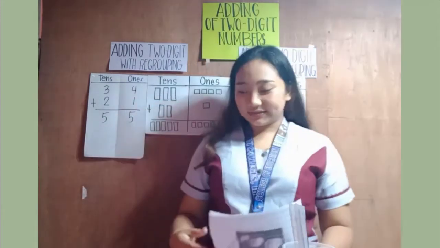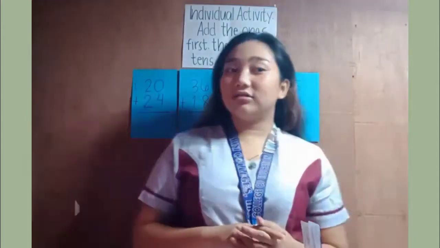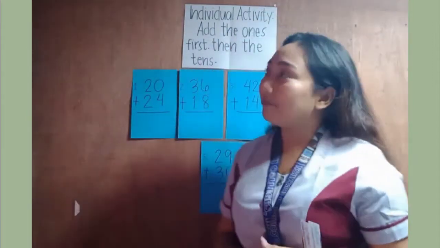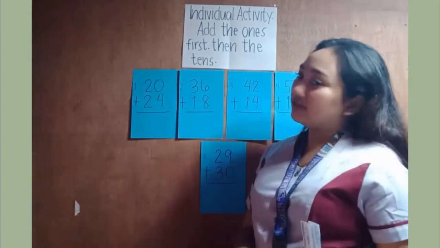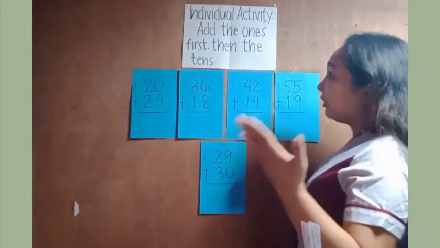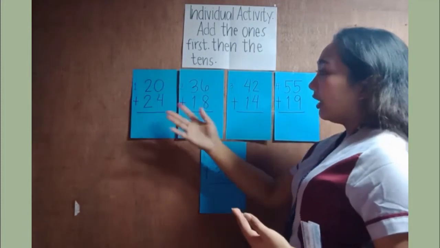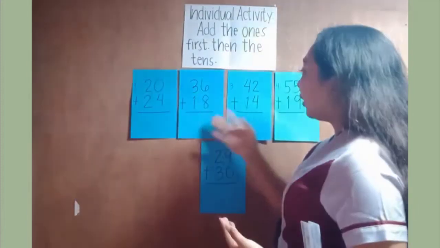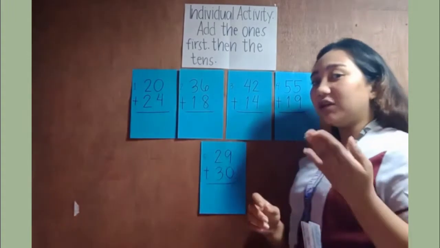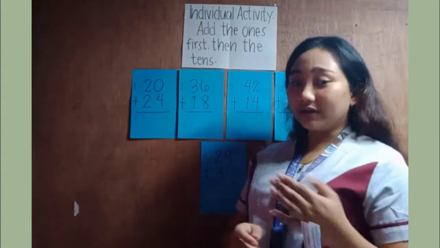Okay, class. All of you know how to solve two-digit numbers with two different methods. So now we will have an individual activity. You will need to add the ones first, then the tens. So here are the problems that you need to solve. I will give you 10 minutes to solve it. So you can now start.